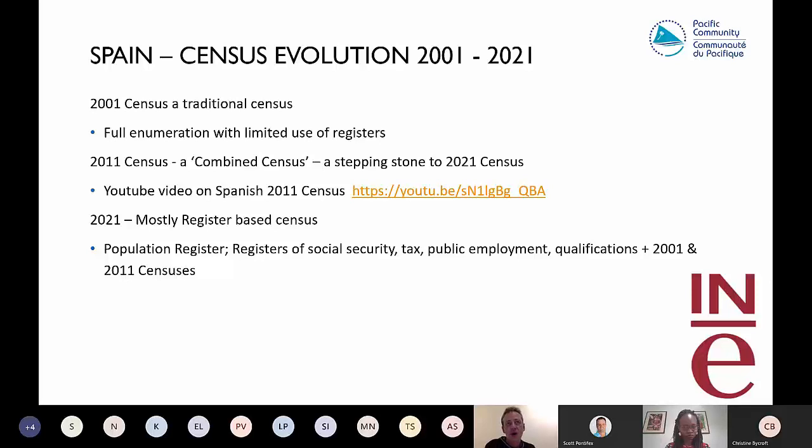And then the 2021 census is planned to be a mostly register-based census, relying on the population registers, tax, social security, employment, qualifications, etc., and also using the previous census data. And it was interesting hearing from New Zealand that again they brought in their previous census data as an admin source. So I think one of the key features about the Spanish census is that the combined census was seen as a stepping stone between a traditional census and a fully register-based census.